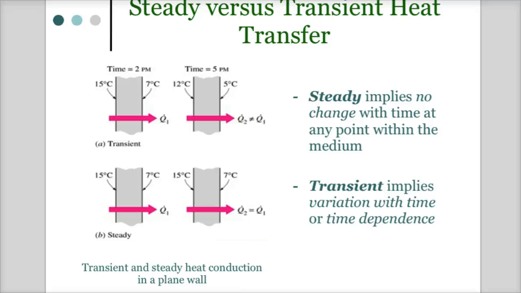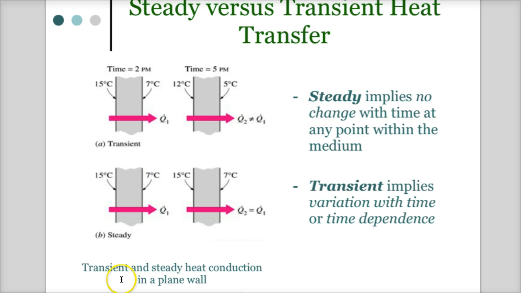So there are two types: steady and transient heat transfer. Steady implies no change with time at any point within a medium, while transient implies variation with time, or time dependent. In conduction, we also will go through the transient, but for these two parts, we'll look at steady state heat transfer. So what is steady state heat transfer? I have no idea. So let's have a look.